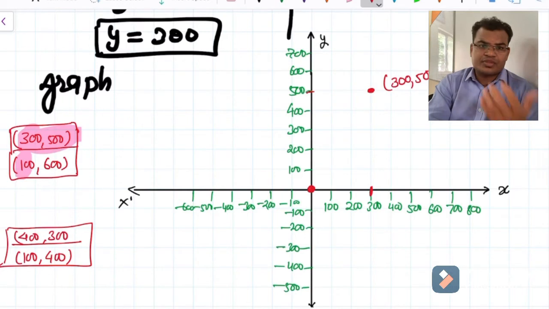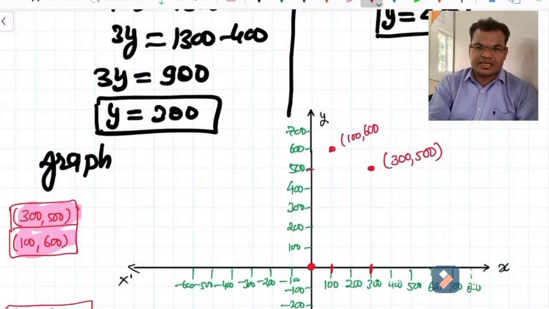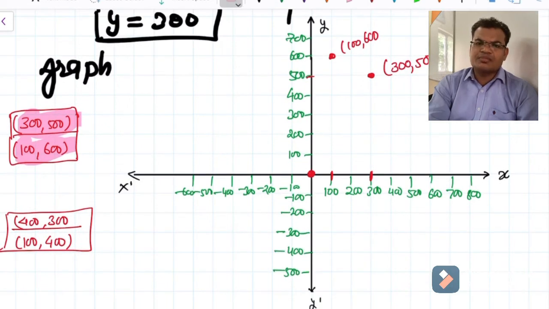Now second job, same, 100 is x and 600 is y. So where is the 100 on the x-axis? Yeah, it is here, 100 on the x-axis, and I can just highlight here, and y is 600. So 600 is very close to this y. Okay, 100 and 600, I have written it here. Now what is my job? I have to join these 2 points.